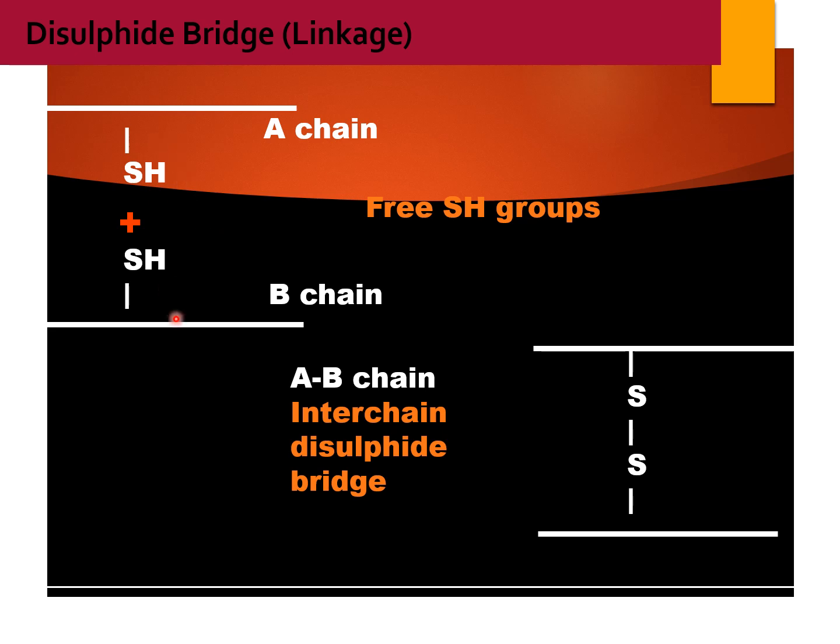These can be interchain. These are two chains, as in the case of insulin. So both interchain and intrachain disulfide linkages are available. This one is between the two different chains, A and B chain. And if the disulfide bond is present within the same chain, that is intrachain.